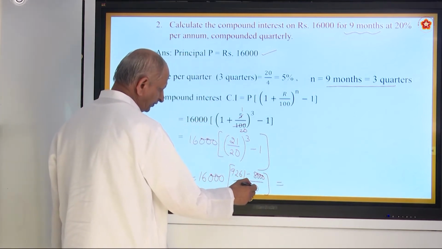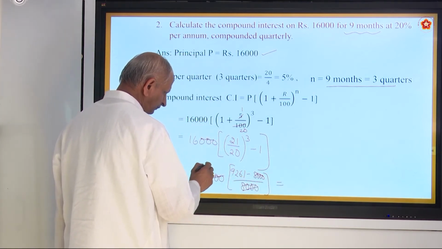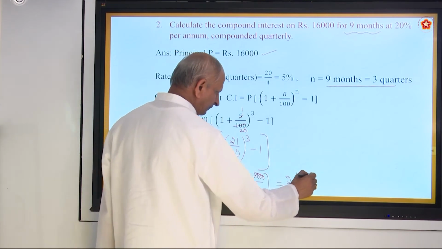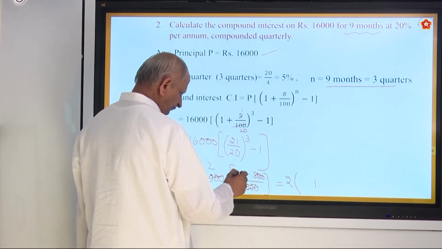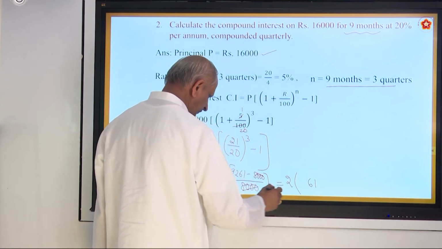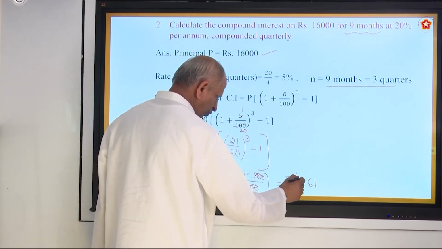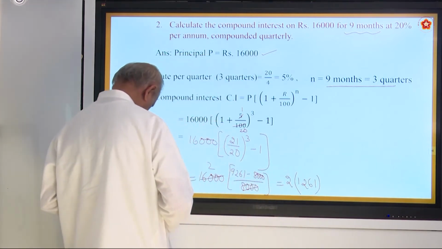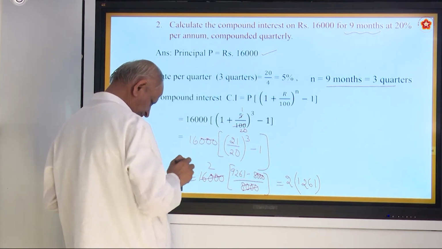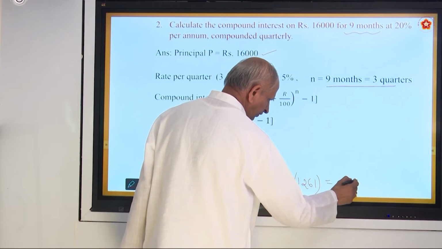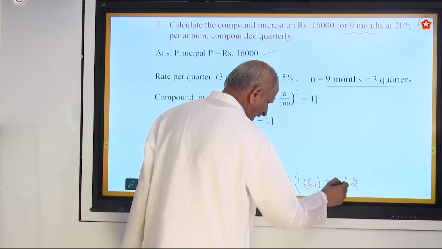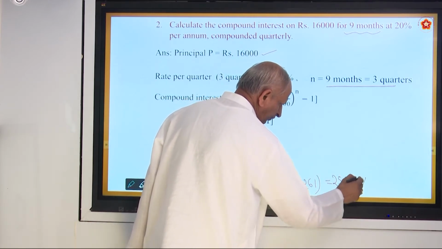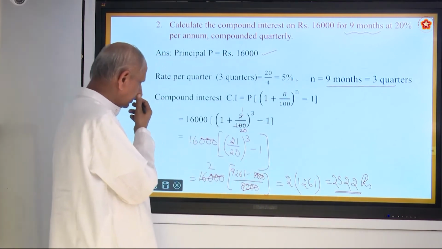So, 8,000 ones are, 8,000 twos are. So, 2 into, subtract this, 1 minus 0 is 1, 6 minus 0 is 6, 2 minus 0 is 2, 9 minus 8 is 1. So 2 into 1261. That will be 2 ones are 2, 2 6 are 12, 2 2s are 4 plus 1 5. So 2522 rupees. That is the compound interest.